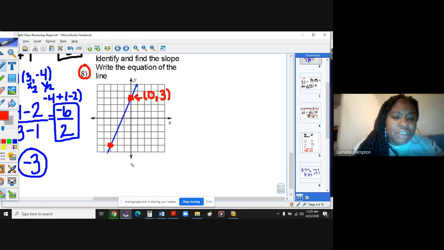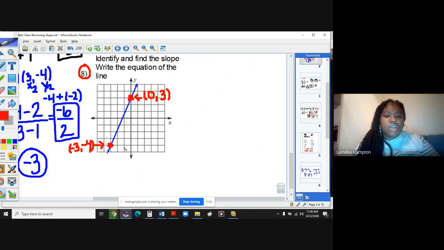All right. So now I'm going to do the same thing over here. I'm going to start at 0, and I am going to go over 1, 2, 3. So my x coordinate is going to be -3. And from -3, I'm going to go down 1, 2, 3, 4. So my y coordinate is going to be -4.